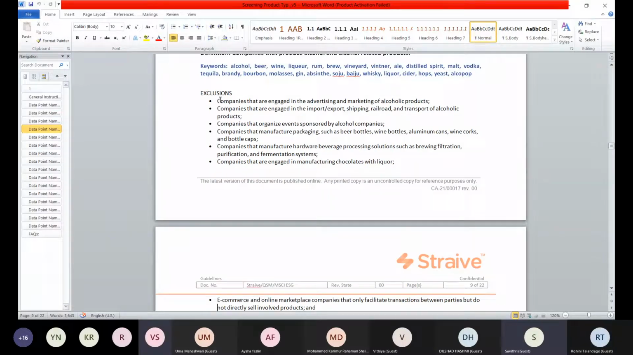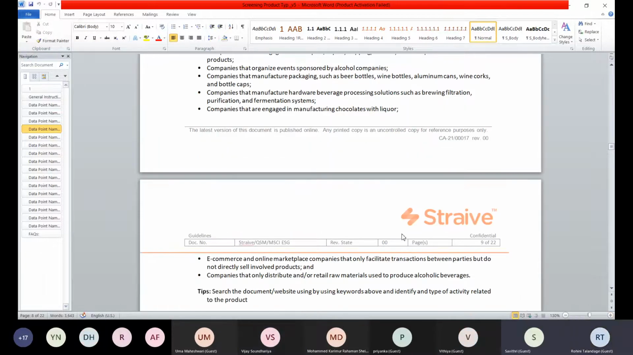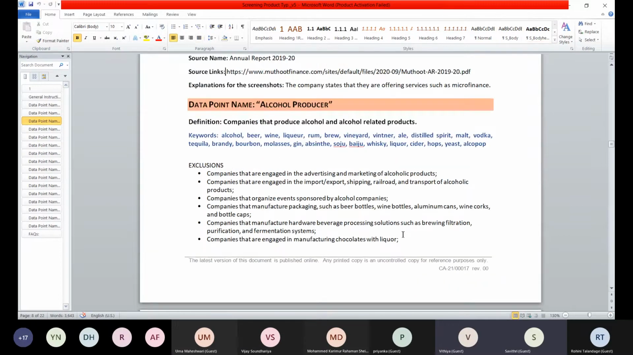Ma'am, I couldn't see this data point. Sorry. Hello. Vijay Soundira is having some issues, I think. I couldn't see the data points you are explaining now. Yes, ma'am, even for me also, ma'am. Will the document be shared, ma'am, after this session?